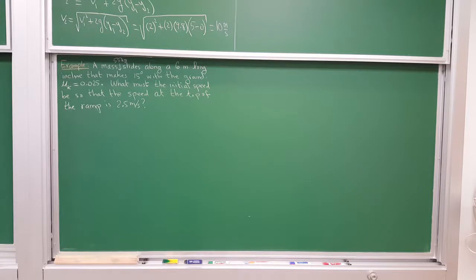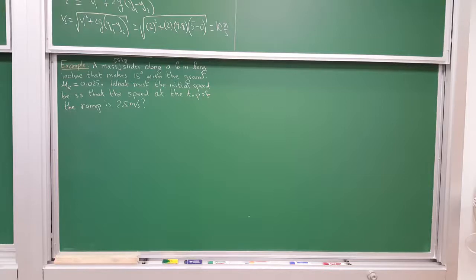So here is a problem that I wrote that involves friction. It comes from the book. So suppose you have a mass. I will draw a picture in a moment. Suppose you have a mass, I put there 55 kilograms. It slides along a 6-meter long incline that makes a 15-degree angle with the ground. The coefficient of friction between this sliding mass and the incline is 0.025.